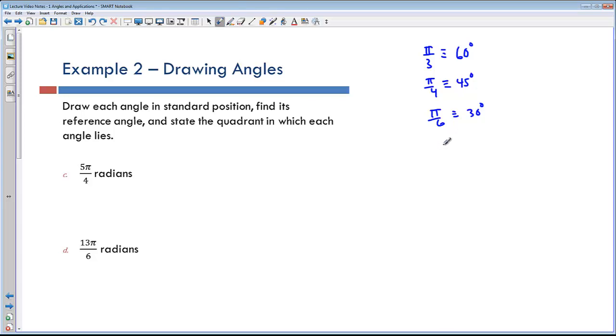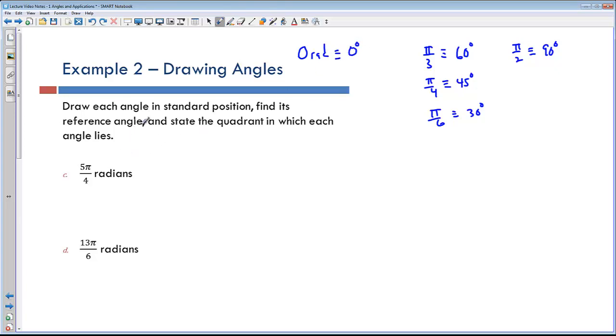And then pi over 2, I didn't write this one down, I guess it's over here. Pi over 2 is equivalent to 90 degrees. And of course, 0 degrees is equivalent to 0. Oh, I guess what I was doing on the left. So 0 radians, rad for radians, is equivalent to 0 degrees.